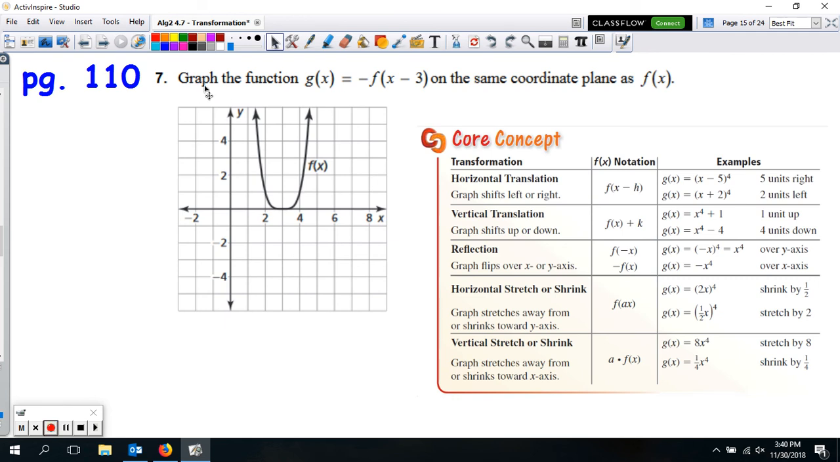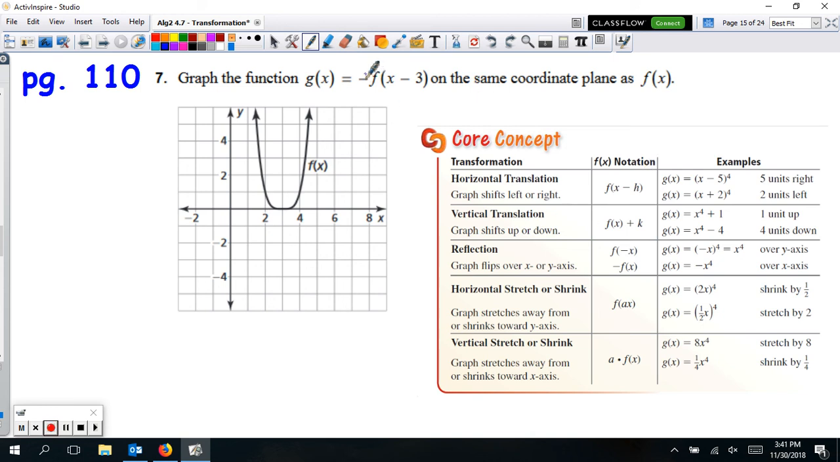It says graph the function g of x is equal to -f of (x minus 3) on the same coordinate plane as the f of x. So here's the f of x. We just want to graph the g of x function on this same coordinate plane. Okay, so we're going to keep this in mind, the core concept.